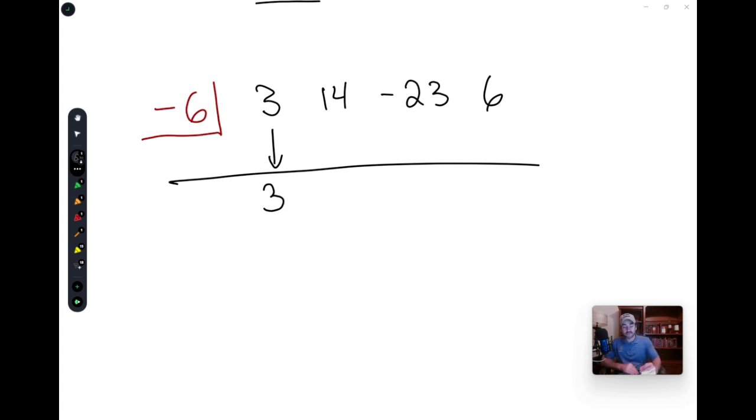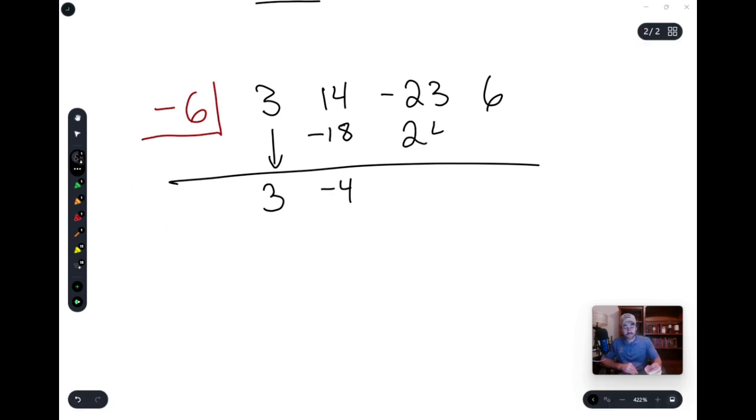3 times negative 6 is negative 18. Not too bad. Negative 18 plus negative 14 is negative 4. Negative 4 times negative 6 is positive 24. Be careful with those negative signs. Positive 24 minus 23 is 1. So we're going to multiply, add, multiply, add, multiply, add. 1 times negative 6 is negative 6. And this is awesome. 6 plus negative 6 is 0.